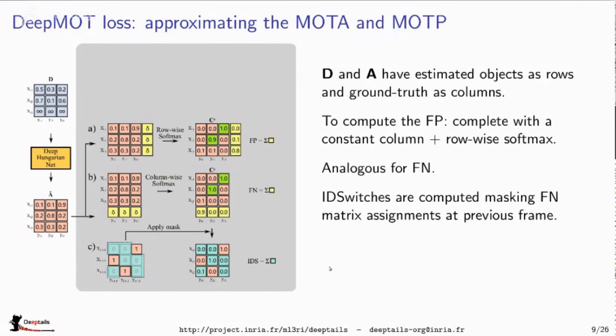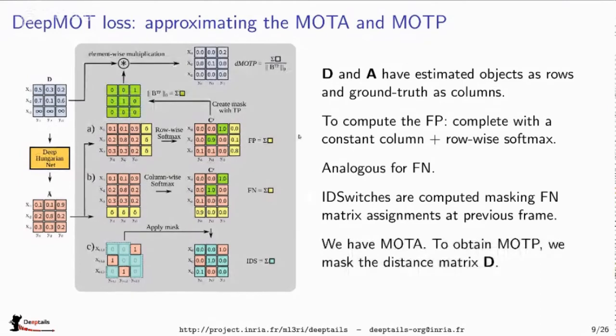Now we are left only with the multiple object tracking precision, which is very easy. We use the assignment matrix to create a mask, and we apply this mask to the distance matrix, and we obtain here an estimate of the multiple object tracking precision.